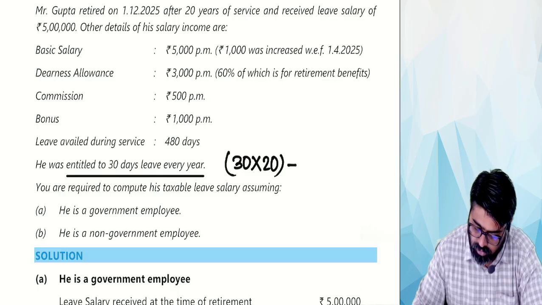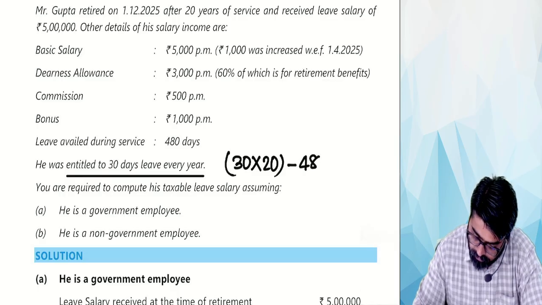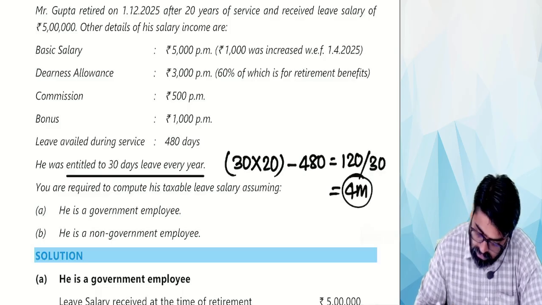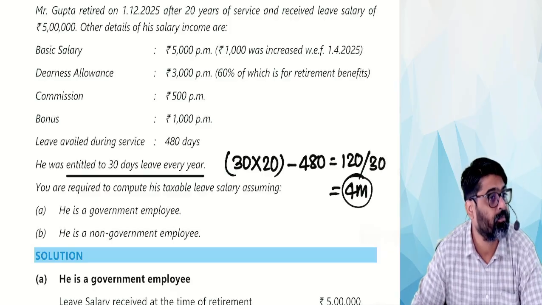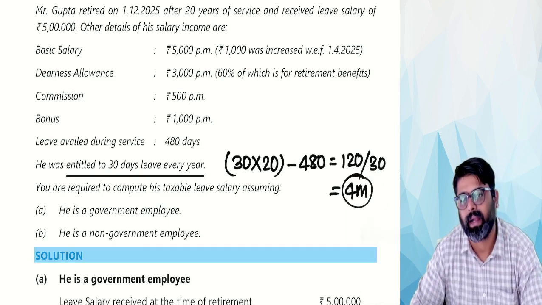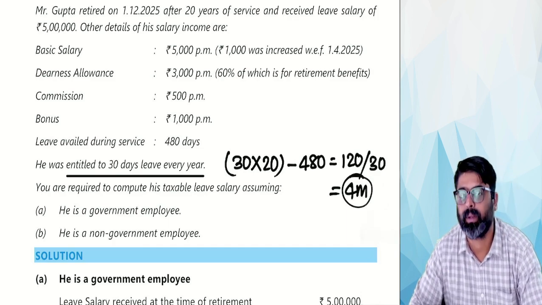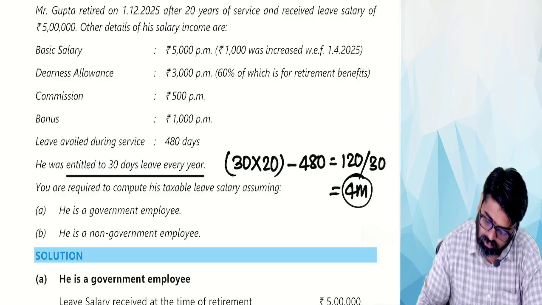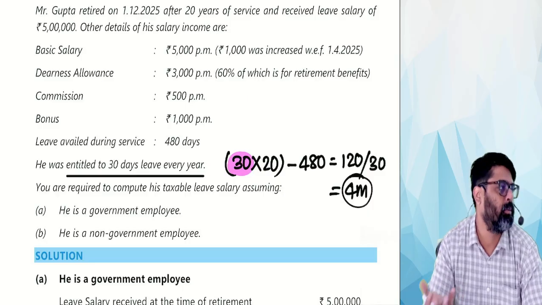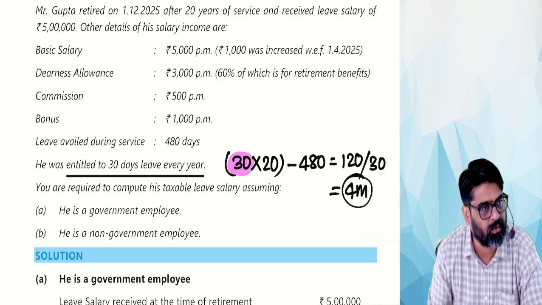Out of that, you have taken how many days of leave? 120 divided by 30, you will get 4 months. This 4 months leave encashment you are getting from your employer, but as per IT rules also you will get 4 months only. Why? Because IT rules also say 30 days, and the employer is also giving 30 days. So no need to make two calculations. One calculation is enough. Okay?